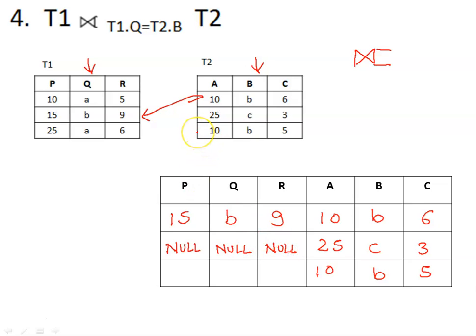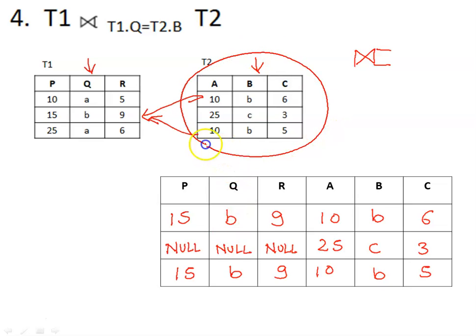We move on to the third tuple, 10b5. Is there a match anywhere in this table? Yes, there is a match here, right? So the output would be 15b9. So if you see, in the right join, all the tuples from the right hand side table are considered, and if there is a match, it will be joined. If there is no match, those values will be filled with null values on the left hand side of the table.